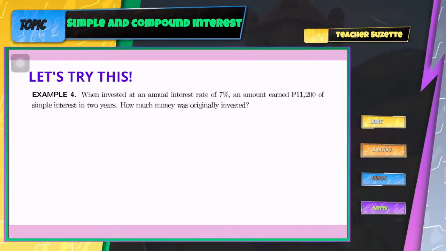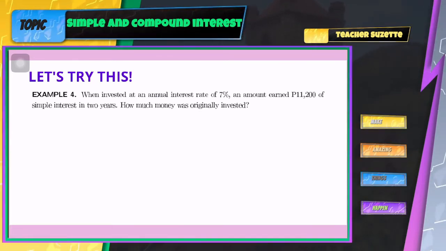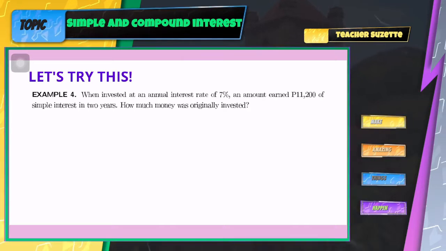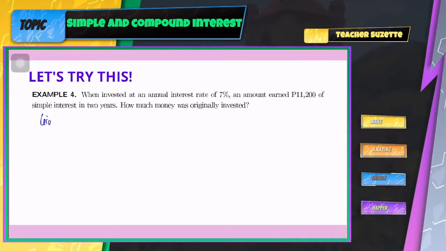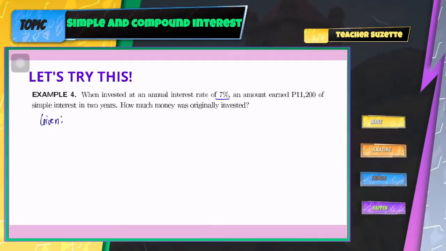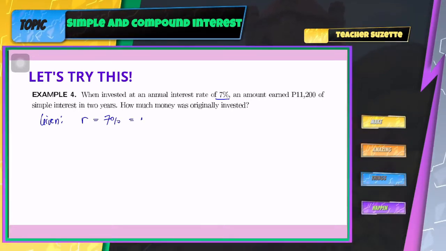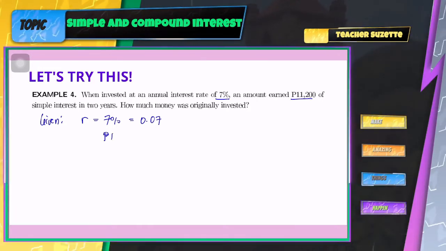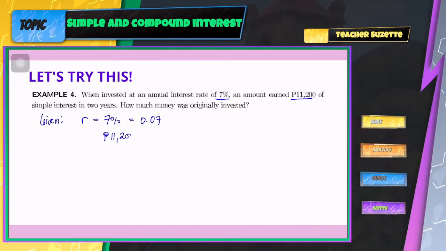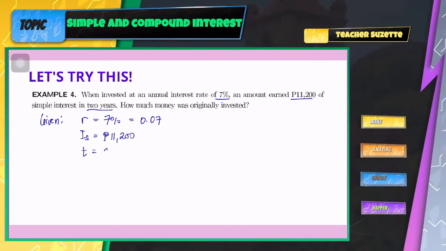When invested at an annual interest rate of 7%, an amount earned 12,200 of simple interest in 2 years. How much money was originally invested? So first thing we have to do is list down our given. So we have 7% as our rate, and that is 0.075 in decimal. And we have 11,200 as the amount earned, so that is our interest. And we have 2 years as our time.